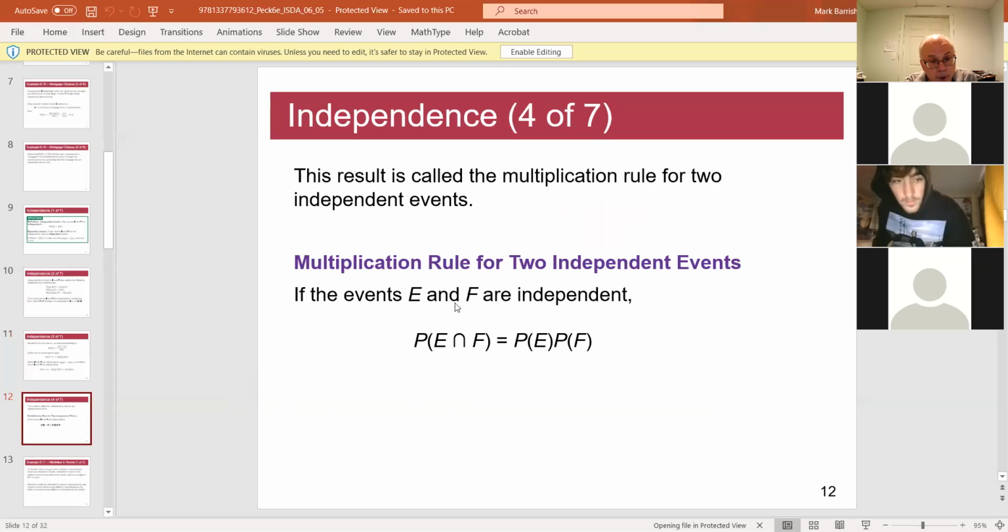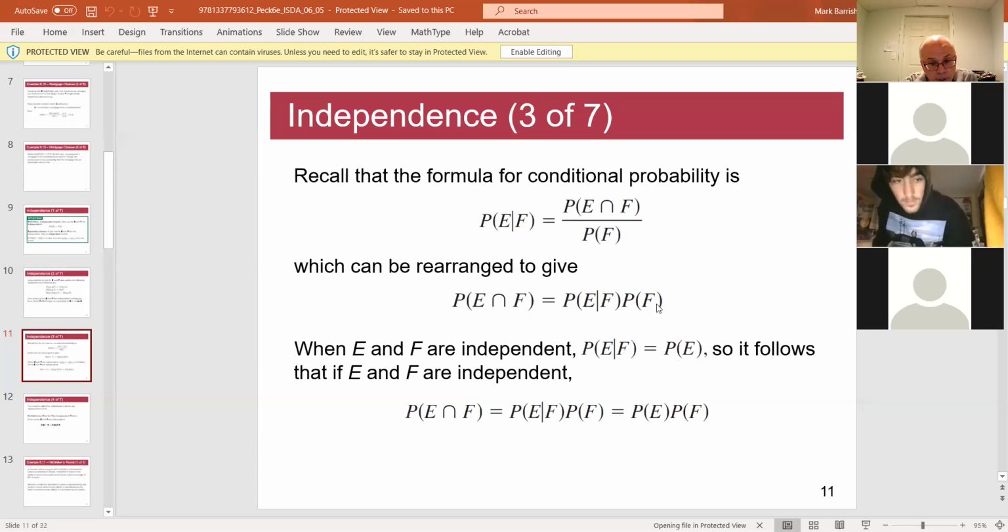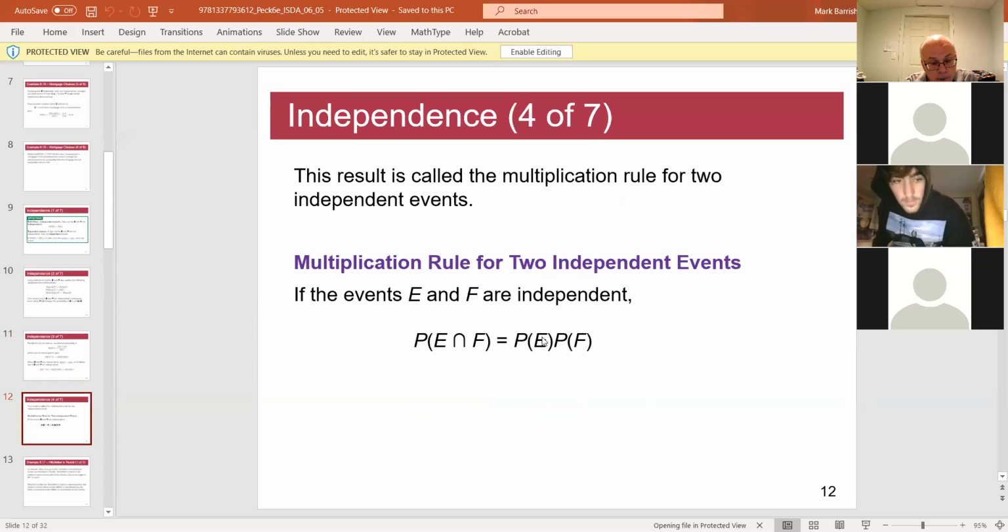And here's the multiplication rule for two independent events. This is only true if they're independent. If they're not independent, the formula in the middle here is the one we use. So if they are independent, we simply multiply their individual probabilities. The key here is that we're saying the probability of E and F; this intersect symbol means and. Whenever we use the word and, we're going to multiply the probabilities if they are independent.